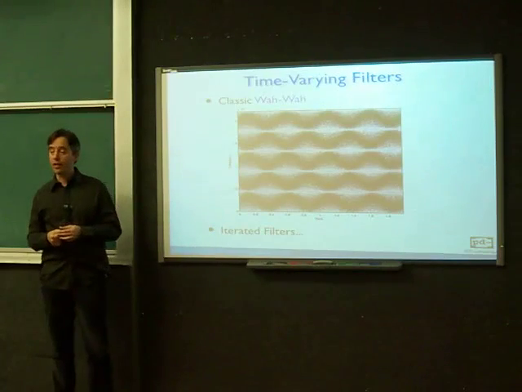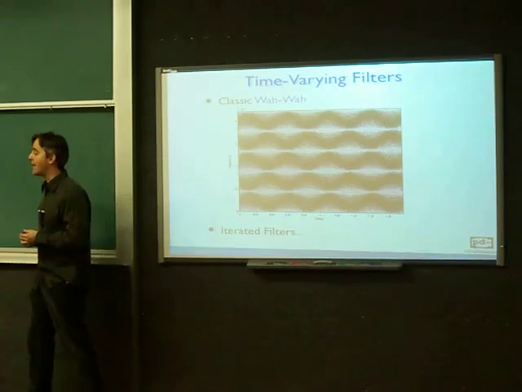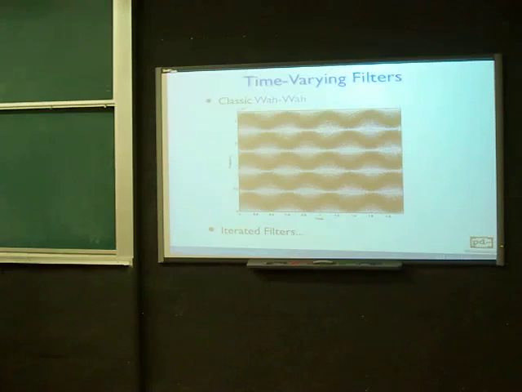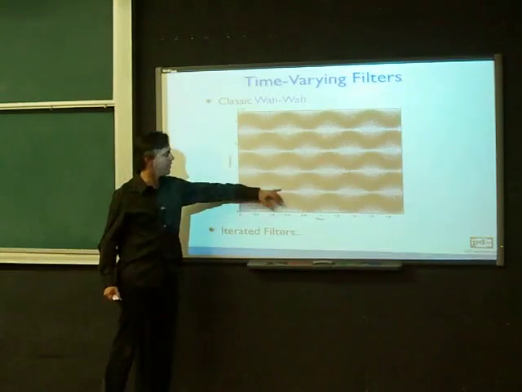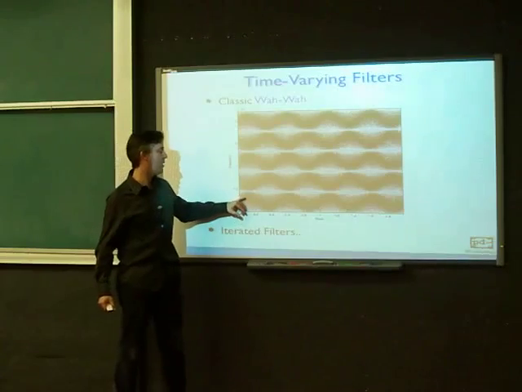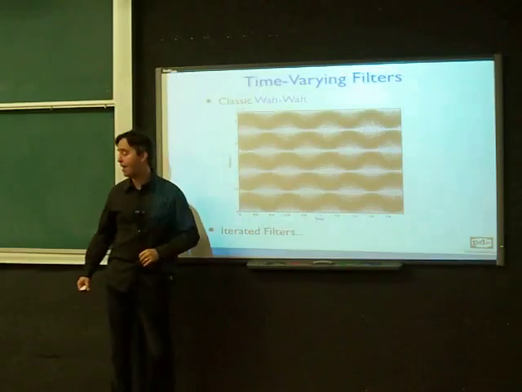Another way of using filters is to have a time varying filter. And one of the classic forms of this is the wah-wah. This is a figure from the Dafx book showing the time varying frequency response of a particular wah-wah filter. So it's just a bunch of resonances at different frequencies, and they're modulated in time. This is modulated at 2 or 3 hertz, but they're just moving up and down steadily.